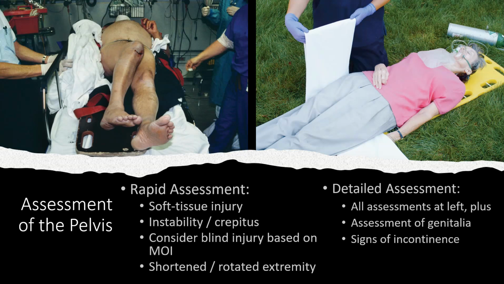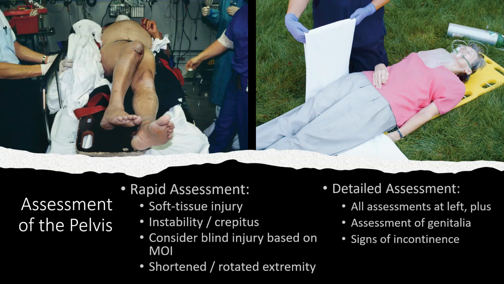Moving down to the pelvis, probably instability or crepitus is going to be the thing that we're looking for the most. Maybe one of the easier signs to identify, but don't forget to look for those shortened and rotated extremities as well. And those are going to be a good indication that there could be a dislocation more so than anything else. Remember too that the pelvis, especially with males, is almost like a hollow bowl, and we can lose liters of blood into the pelvis without any obvious outward signs.